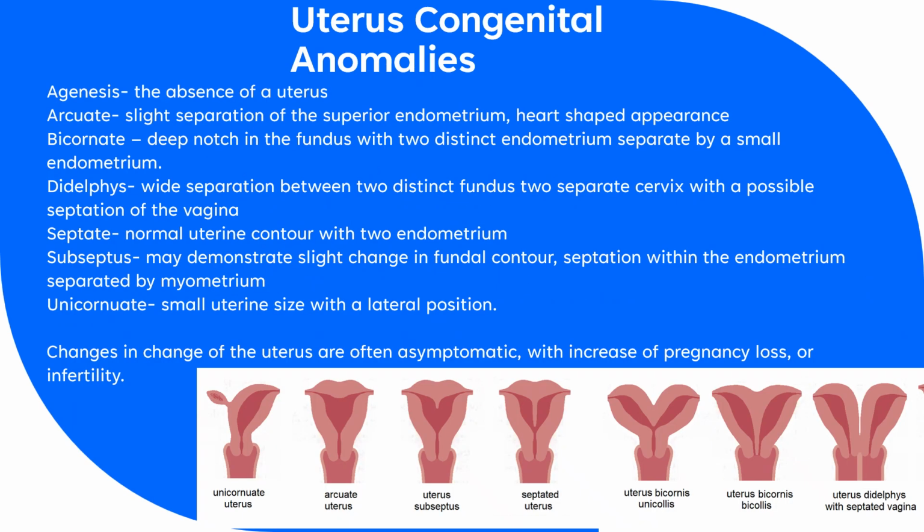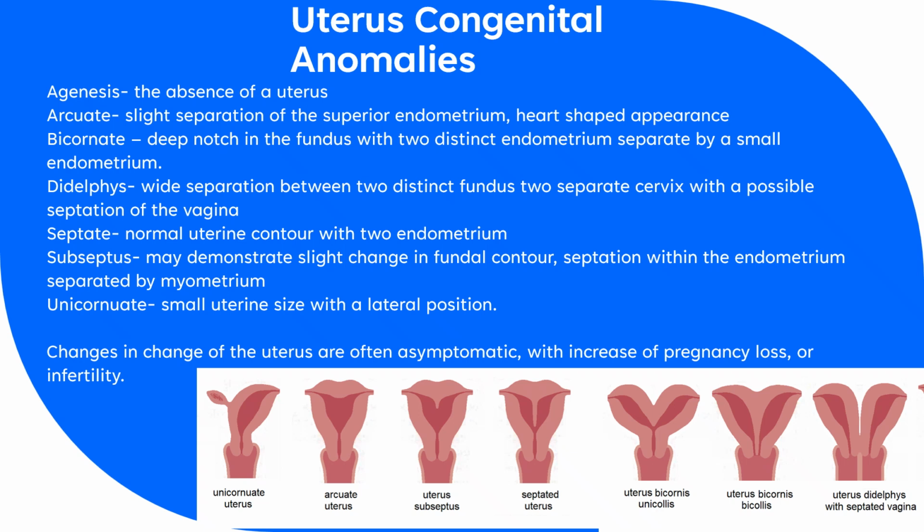All right, moving away from those normal positions, we're going to talk a little bit more about normal variants now. These are an issue with how those Müllerian ducts formed at organogenesis, and each one presents a little bit differently. So there's quite a bit here.